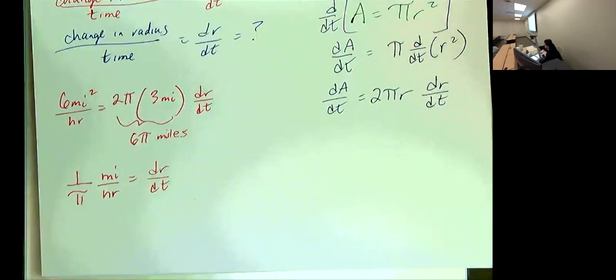I have no idea what that is. What is 1 over pi? Close to 30% or so. And we got a handy calculator. 0.3 something. Thank you.